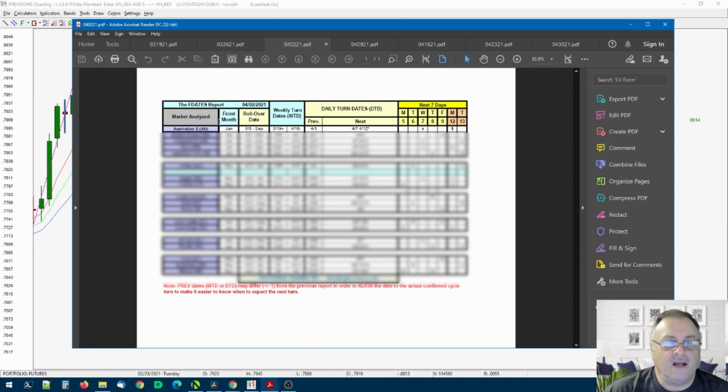On the left you see market analyzed. These are the markets that we currently cover on the F-date report. If you happen to trade Forex, you can use the currency futures that are listed up here.